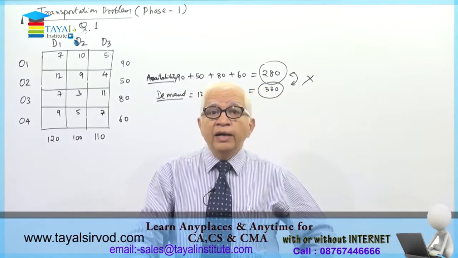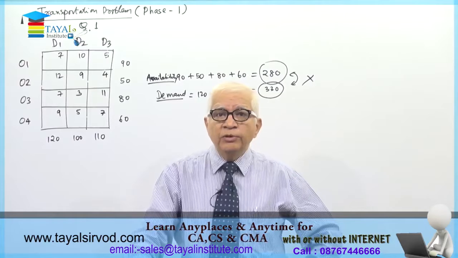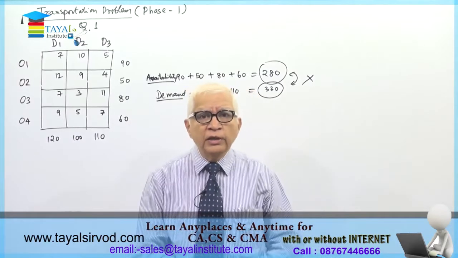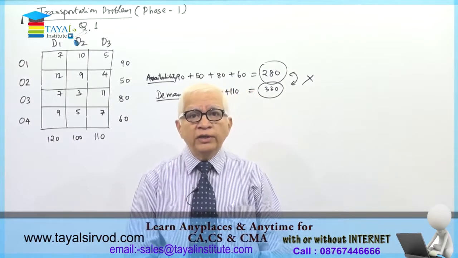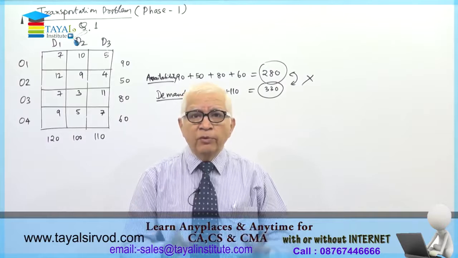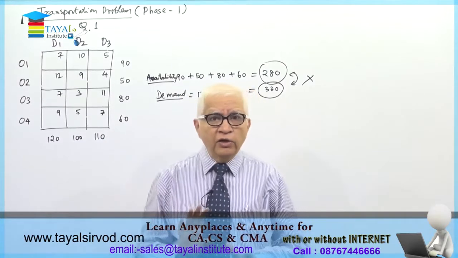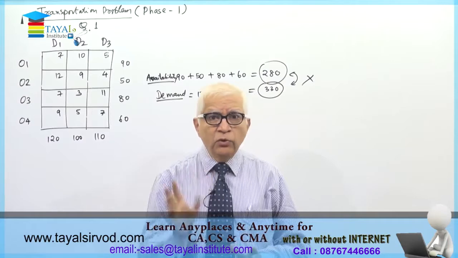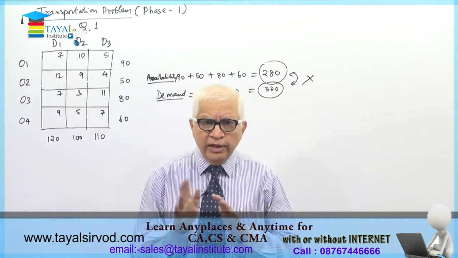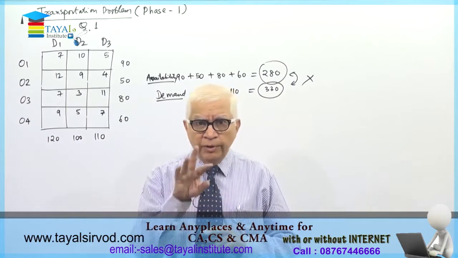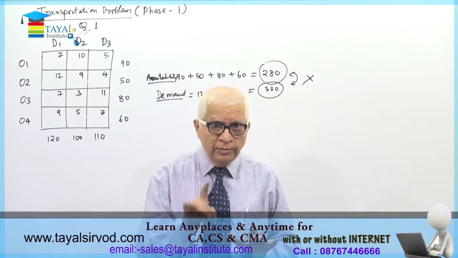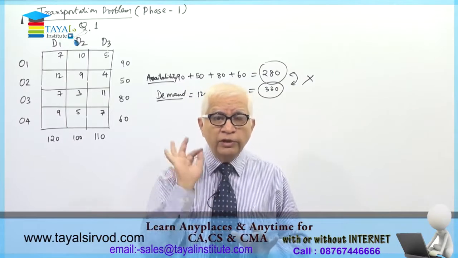Okay, if the demand and supply are the same, we say that the problem is balanced. For example, if both the totals here were 280, then I would have said that the problem is balanced. The number of rows and number of columns has no relevance. Here there are 4 rows and 3 columns. It does not have any implication whether it is balanced or not. What is important is the total availability and the total demand.